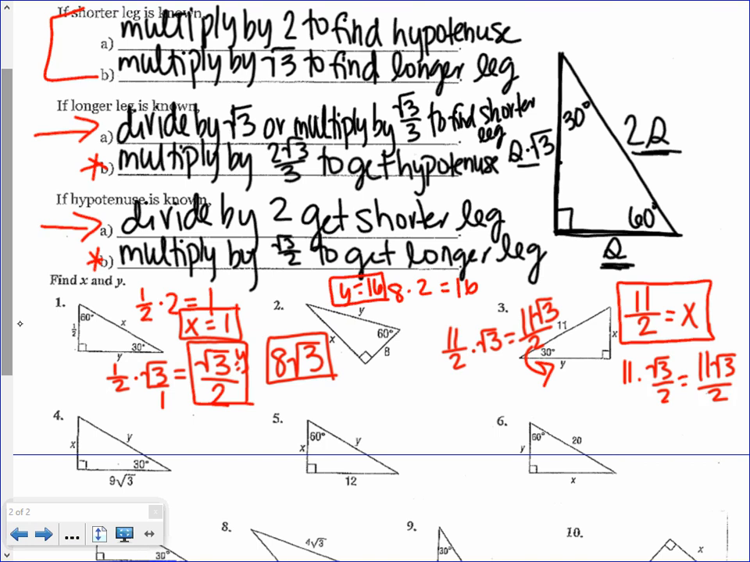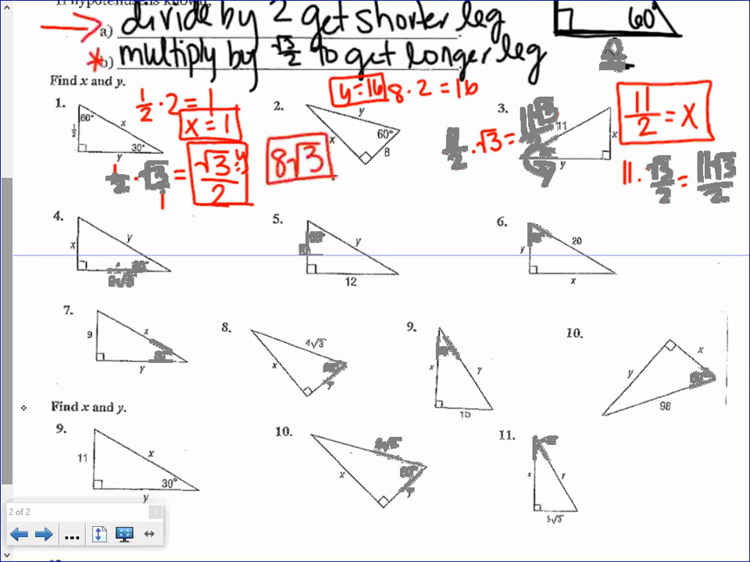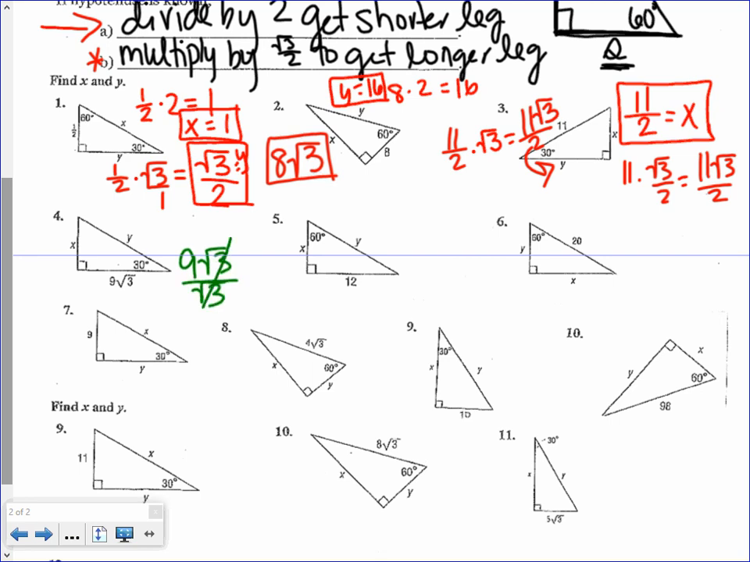So let's look at number 4. They give us the longer leg on this one. So if the longer leg is known, we need to either divide by square root of 3 or multiply by square root of 3 over 3 to get the shorter leg. So since I already have a radical, I'm going to just divide by the square root of 3. And if you notice, your square root of 3's cancel. And so that means that my shorter leg is just 9. Then my longer leg. Once I know my shorter leg, my hypotenuse is going to get multiplied by 2. So that means that my hypotenuse is going to be 18.